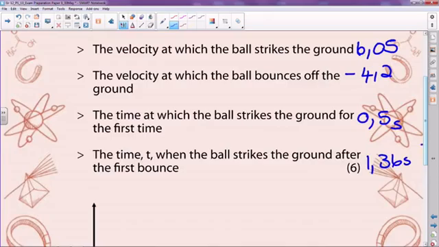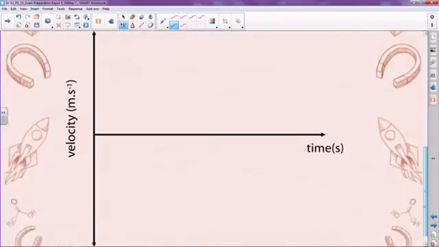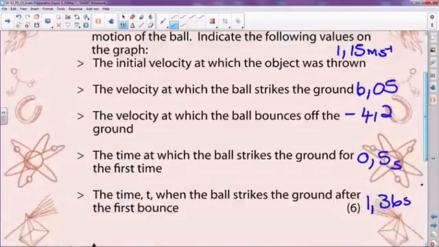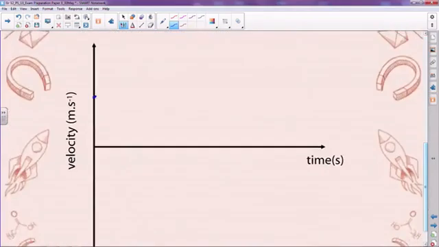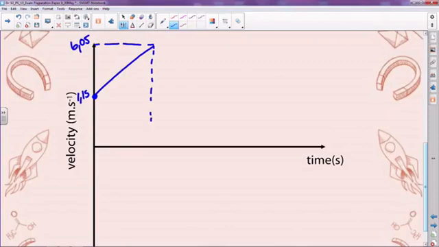Okay, so on our graph, we know that we've got to start with the initial, which is 1,15, so I'm going to put that here, 1,15. Then we know it goes to 6,05. So it was thrown down and it goes higher. So it must end over here at 6,05. Then it strikes the ground. At that point, we draw our line going all the way down.